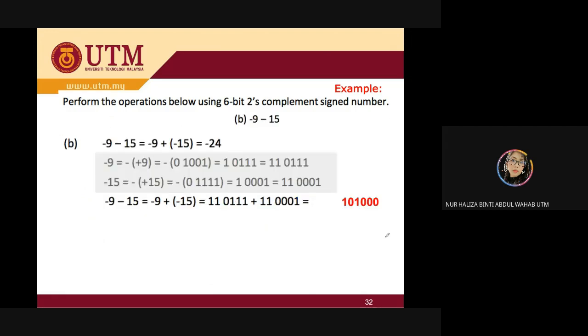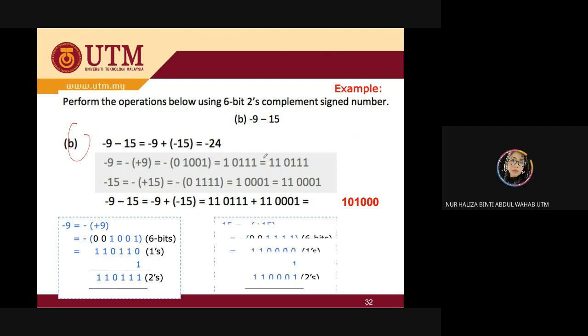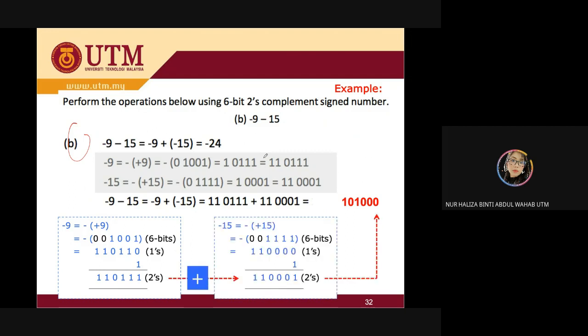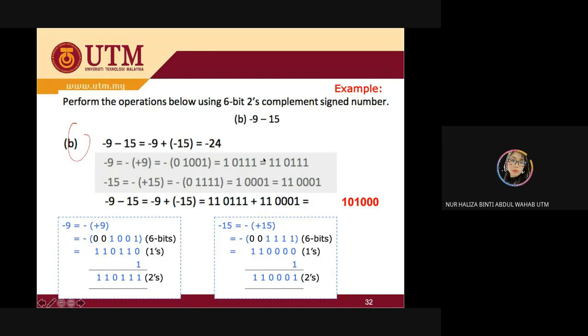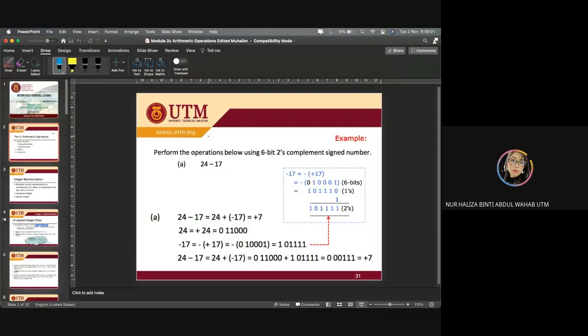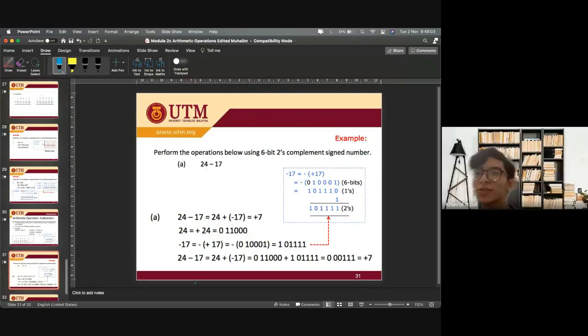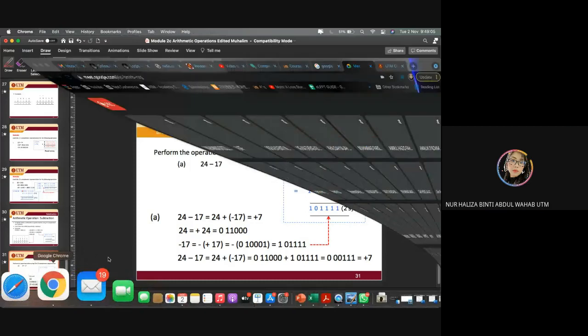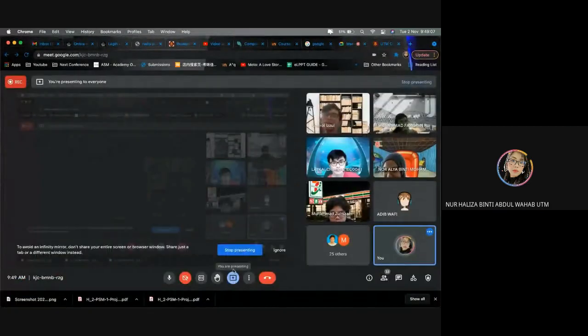There is another example. Then you can try to do it. Similar things. And that's all. That is for your module 2. So any question? No, so far so good. Kejap. Penat dah saya direct tak berhenti dari tadi.